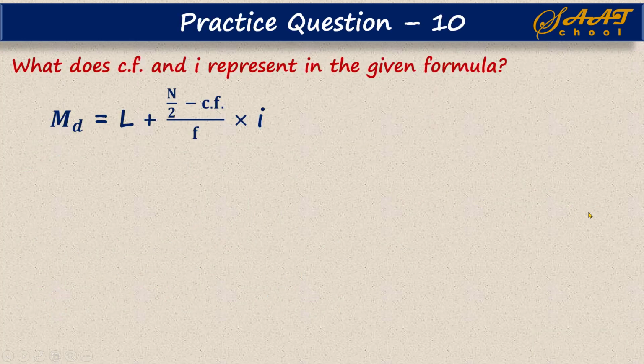So practice question 10 is: what do Cf and I represent in the given formula? This is the formula to find the median. Now the question is to find the meaning of Cf and I. So try this question. I'll be back in a moment.